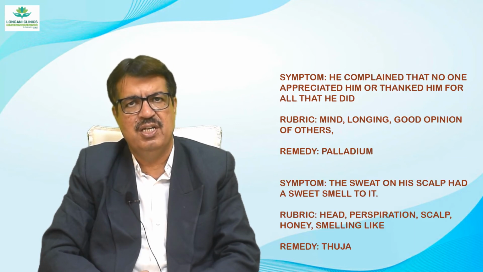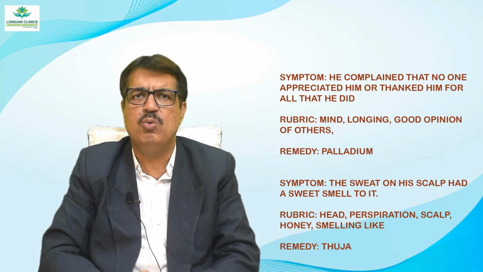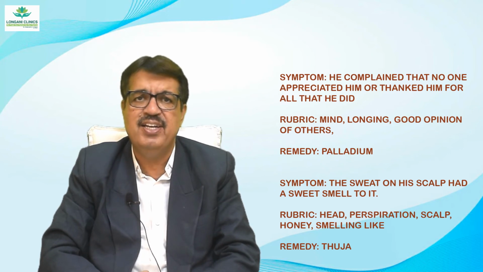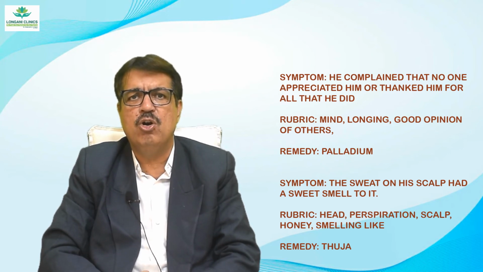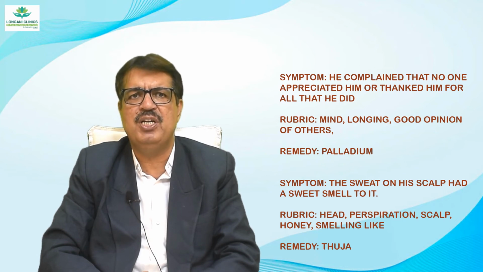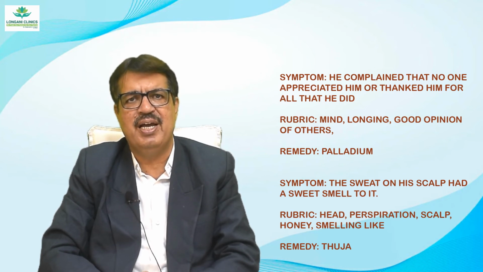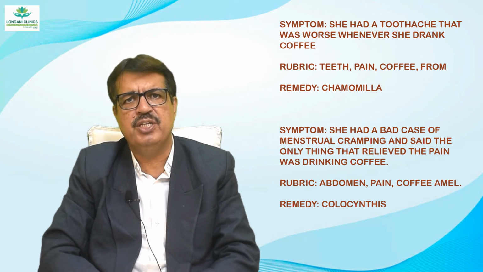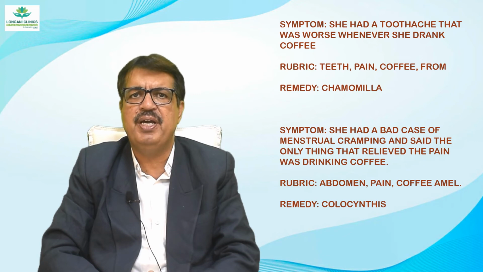Remedy is Graphites. Symptom: he complained that no one appreciated him or thanked him for all that he did. The rubric, mind, longing, good opinion of others. The remedy is Palladium. Symptom: the sweat on his scalp had a sweet smell. The rubric, head, perspiration, scalp, honey smelling like. The remedy is Thuja. The next symptom: she had a toothache that was worse whenever she drinks coffee. The rubric, teeth pain, coffee from.